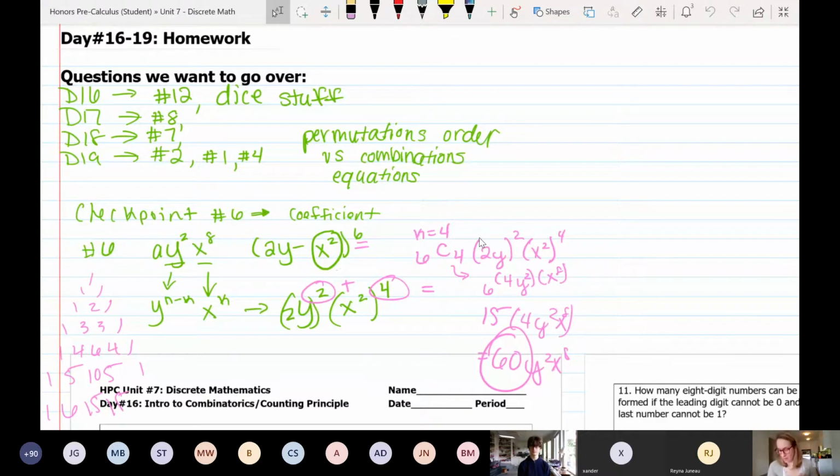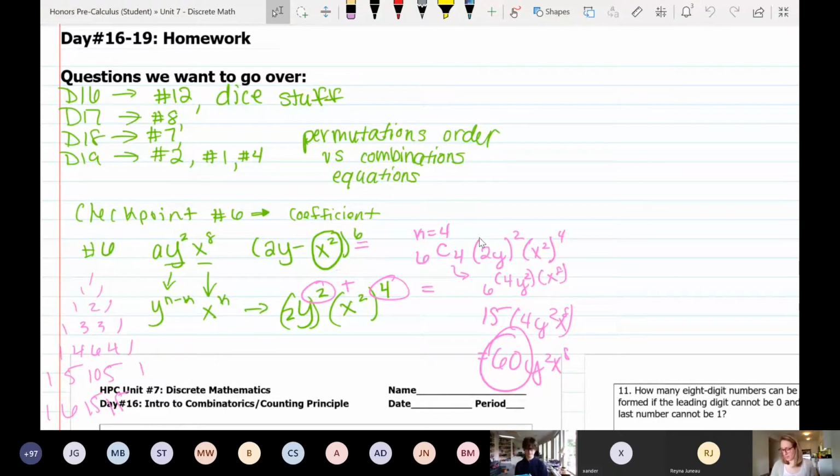All right, so that was the only checkpoint. Was there any other checkpoint question that you guys wanted to go over besides that number 6? Perfect. Okay, so let's head into day 16 then.